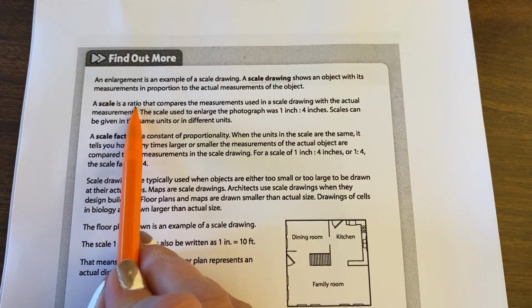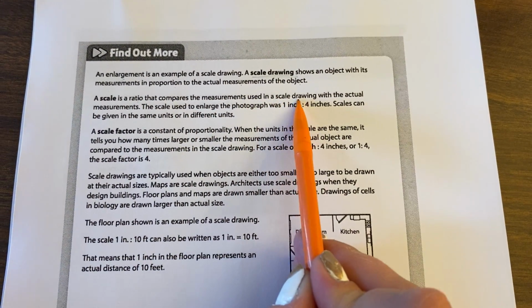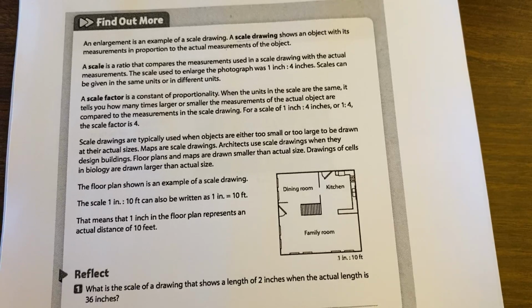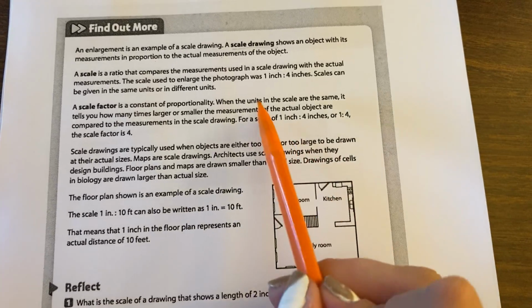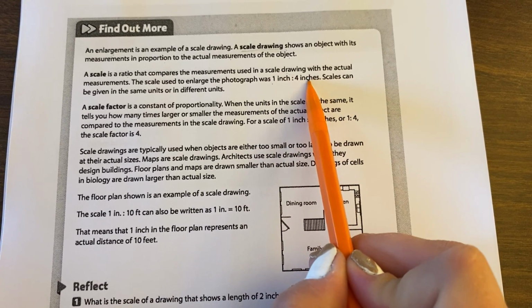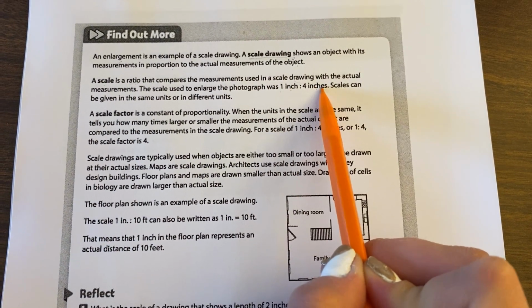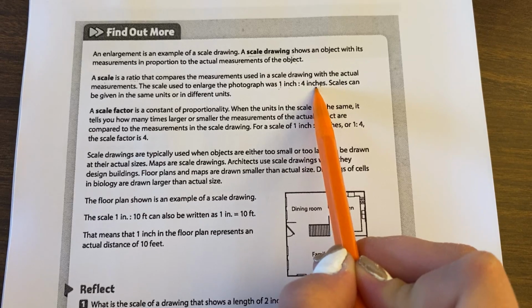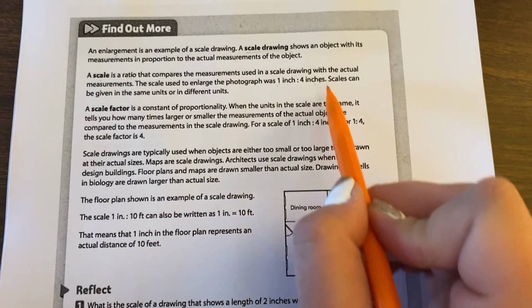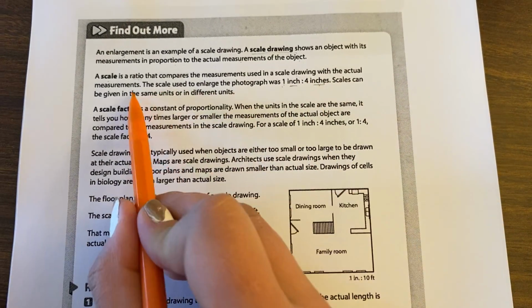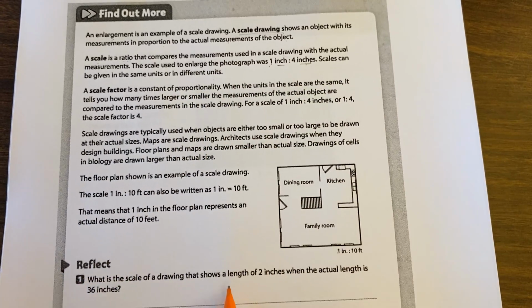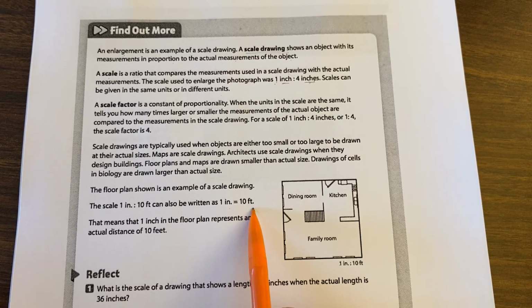A scale is a ratio that compares the measurements used in the scale drawing with the actual measurements. So we found on this back page that the ratio was 1 inch to 4 inches. So the scale is the ratio 1 to 4 from original to enlargement. Scales can be given in the same units, like right here where we've got inches to inches, or they could be different units, like we'll see down here, inches and feet.